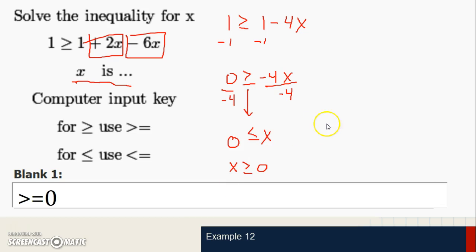That's our last example. Good job. Make sure that when you solve these, you do it just like one- and two-step equations, but if you multiply or divide by a negative, you need to flip the direction of the inequality sign.